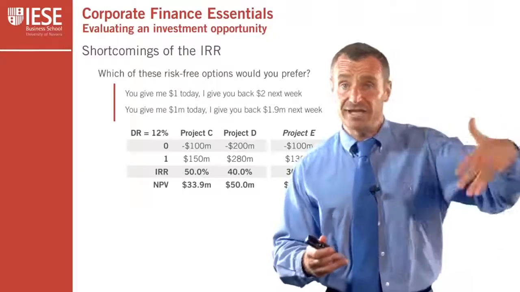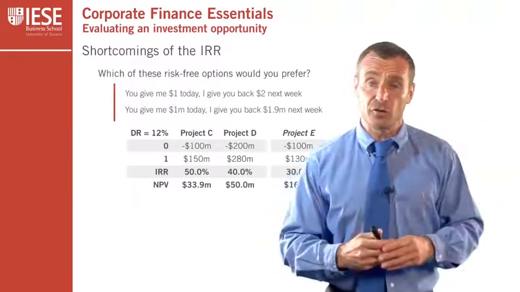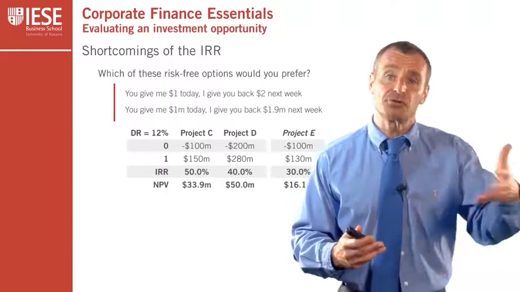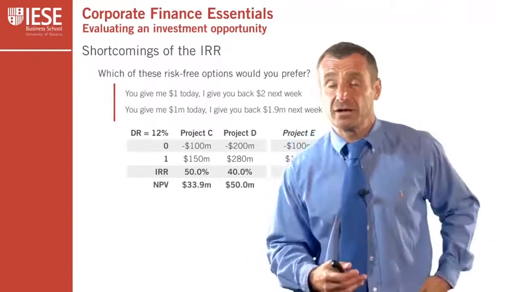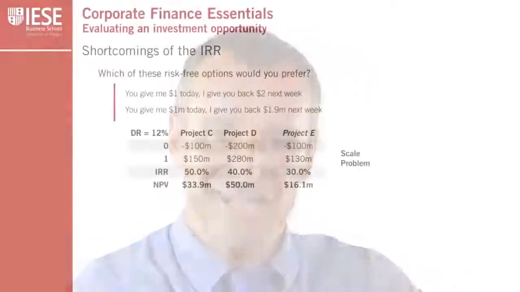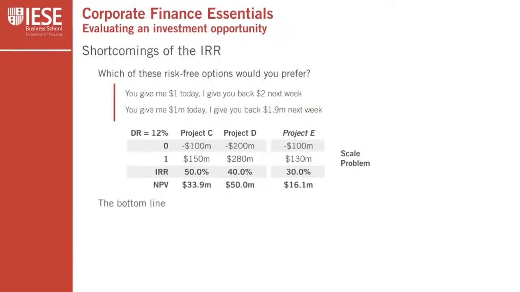But as we've seen in the other options that I put before you, that's not the only thing that matters. Option 1 gave you 100% return, but you actually get an additional $1 in your pocket. Option 2 gave you only, quote unquote, only 90% in 1 week, but you put $900,000 in your pocket. That's the scale that actually matters. And so again, what we call the scale problem is the bias of the IRR towards investing in projects with relatively small investments because it's easier to get a higher rate of return.